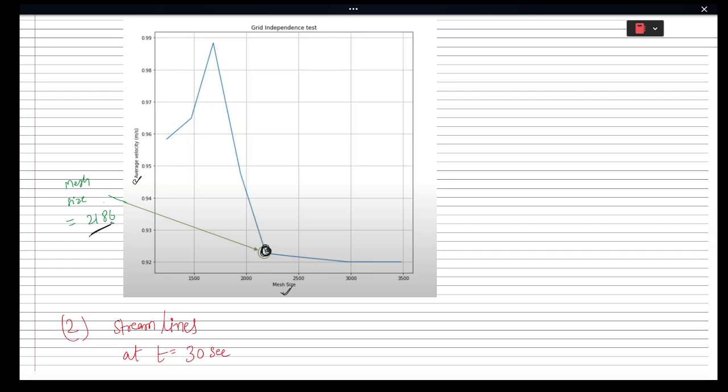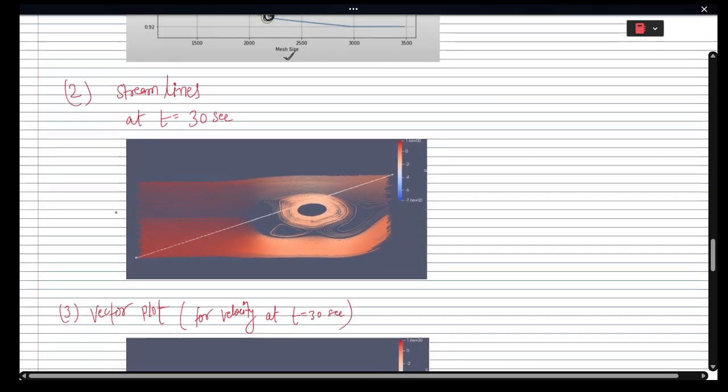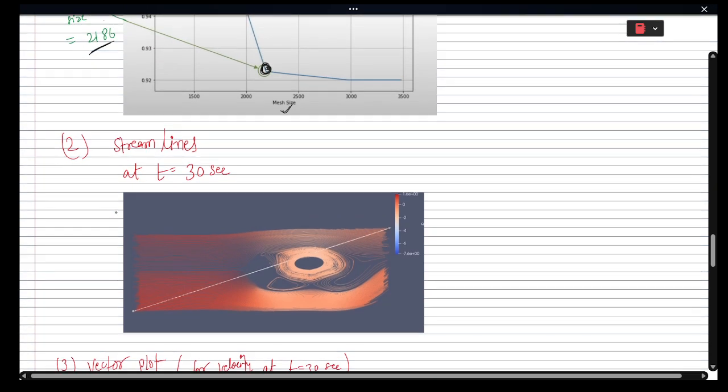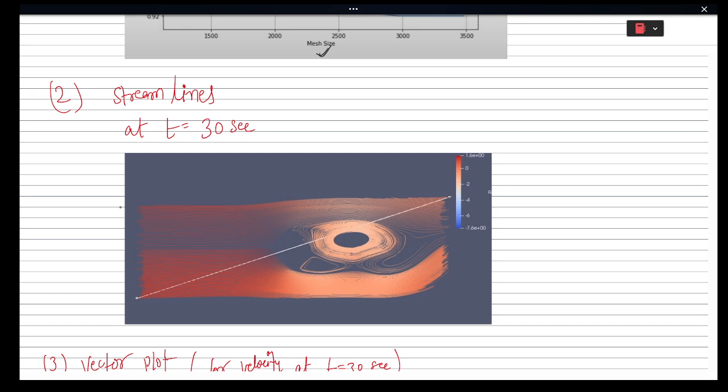Now we are going to another result, which is streamlines at t equal to 30 seconds. Here streamlines show the paths that fluid particles follow. They give us a clear picture of how the fluid flows around the object. In the streamline plot for 30 seconds, you can see the fluid flows smoothly at first, but separates as it passes around the object.